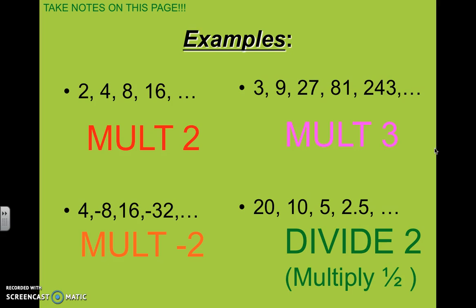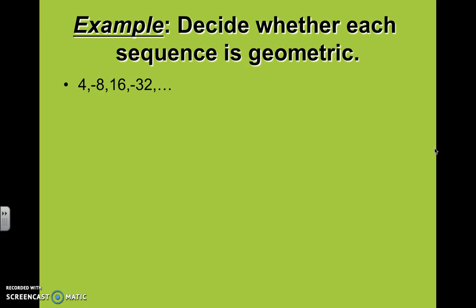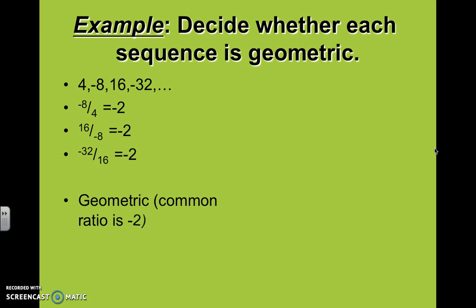So you can divide each term by the previous term to find the multiplication factor. Here's what that looks like. In the example from the previous page, 4, negative 8, 16, negative 32. If I take negative 8 and divide it by the previous term, 4, I get negative 2. If I take 16 and divide by the previous term, I get negative 2. If I take negative 32 and divide by the previous term, I get negative 2. So we have a geometric sequence which has a ratio of negative 2.